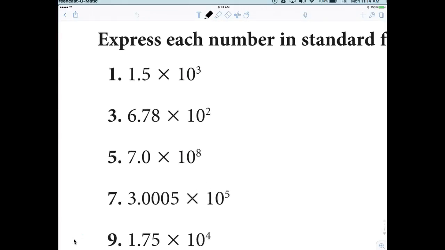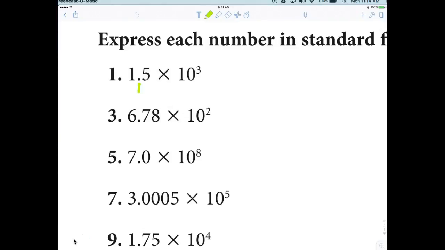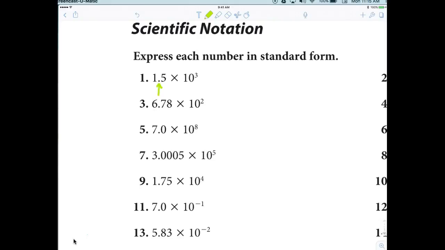This number 1 is considered to be written in scientific notation because the decimal is after the first non-zero digit. So everybody take a look. See where the decimal is? The decimal is after the first number. Is everybody with me? Now, to write it in standard form, that means to write it out with all of the commas.